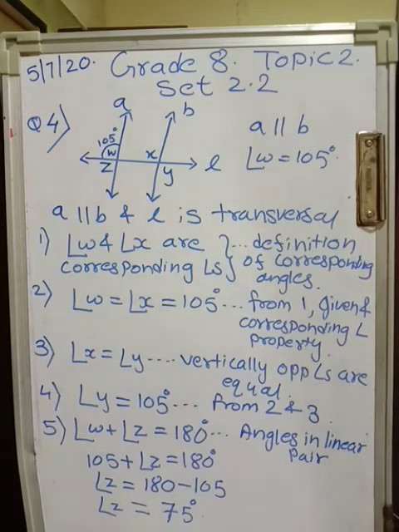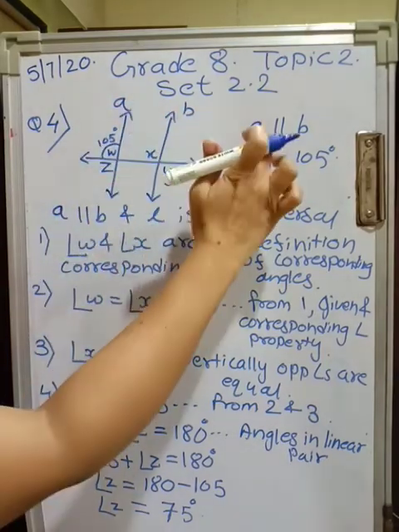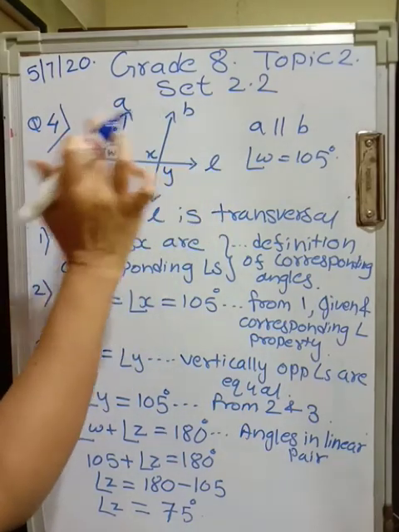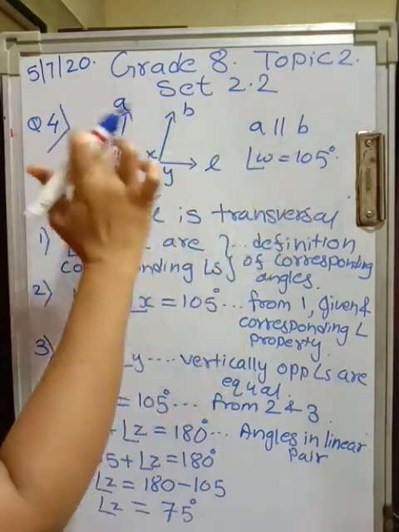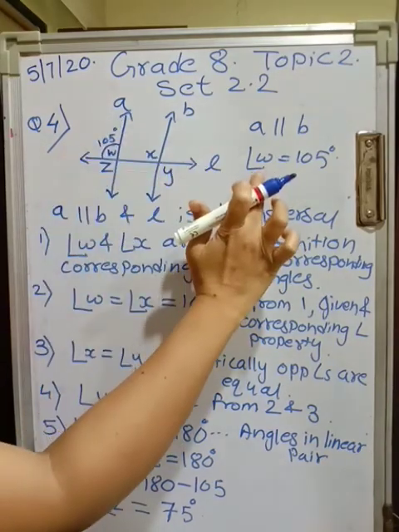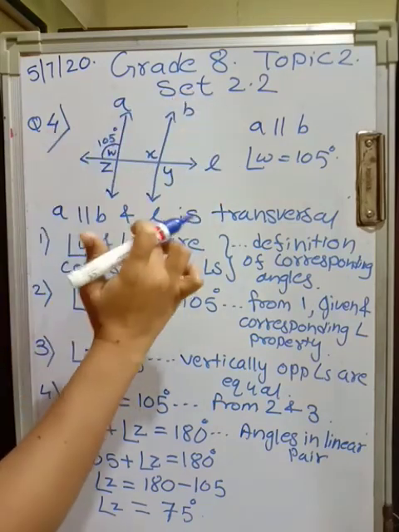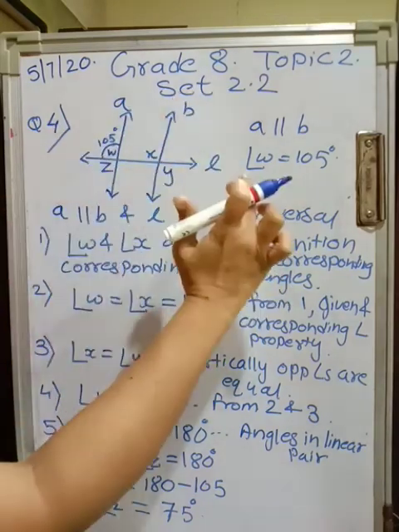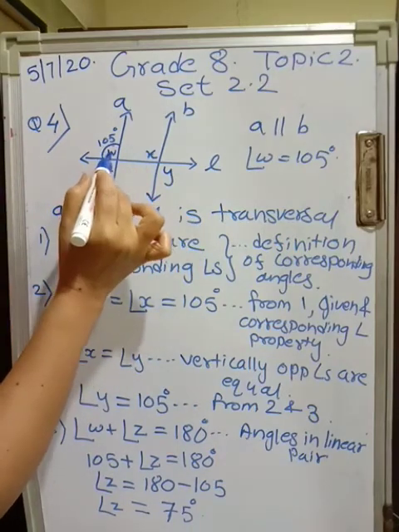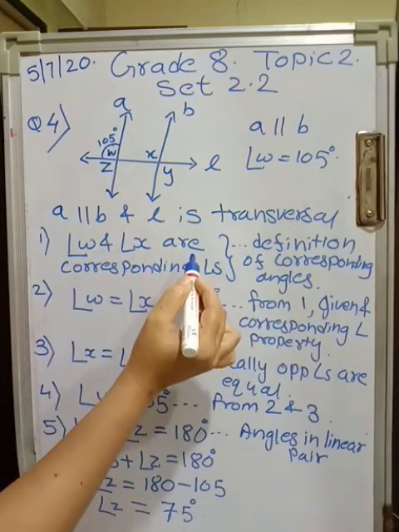Now coming to the 4th problem, this is your diagram. See students, A is parallel to B is given. Here this angle is given as 105 degrees. Now for my convenience, I have named this angle as W and I have written angle W is equal to 105 degree. Now see, consider AB is parallel and L is transversal. We know that angle W and X are corresponding angles by definition.